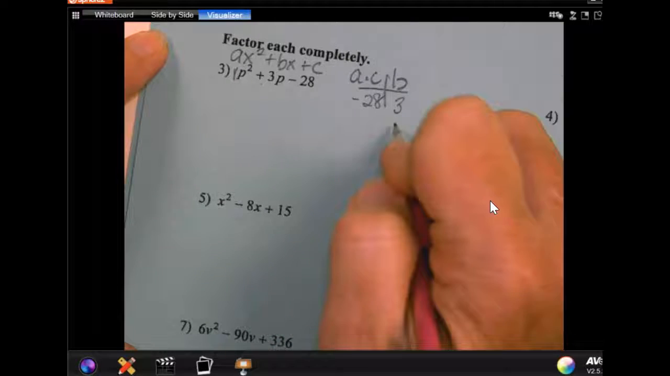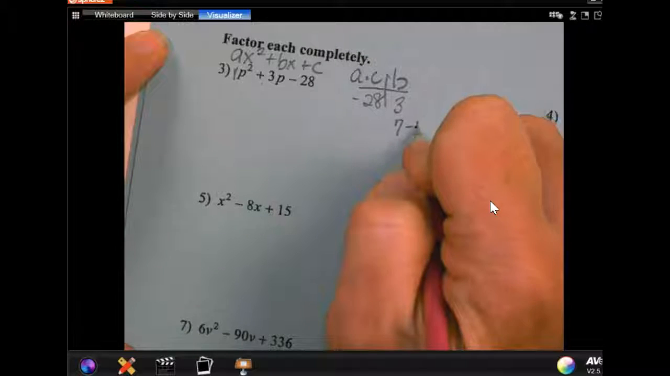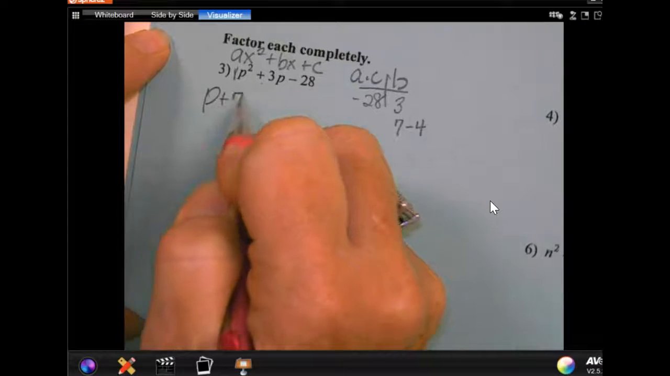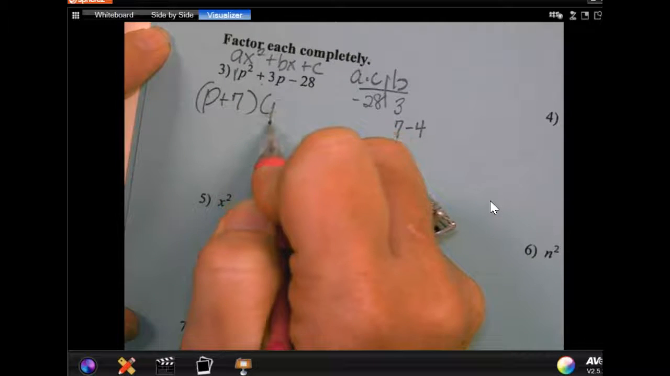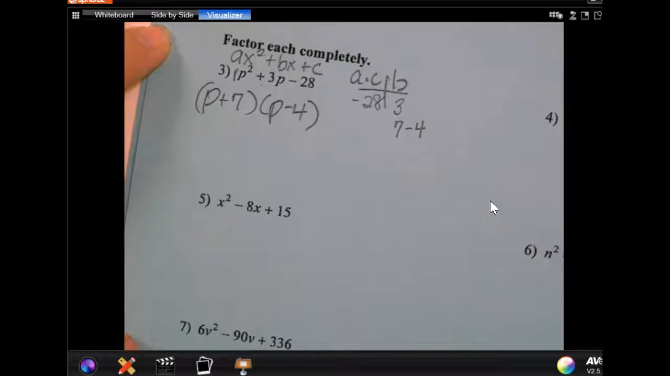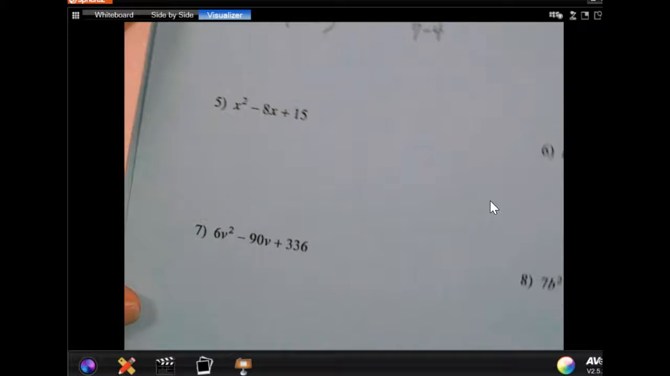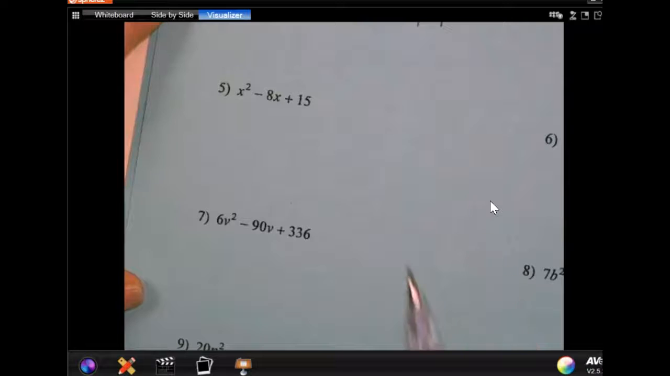7 times what? Negative 4. Very good. So when I write that, I get p plus 7 and p minus 4. And these are the factors. They would be solutions if it said equal to 0, and then we would solve. But they're not set equal to 0, so we're just looking for factors. So the same thing on number 5. A times C.